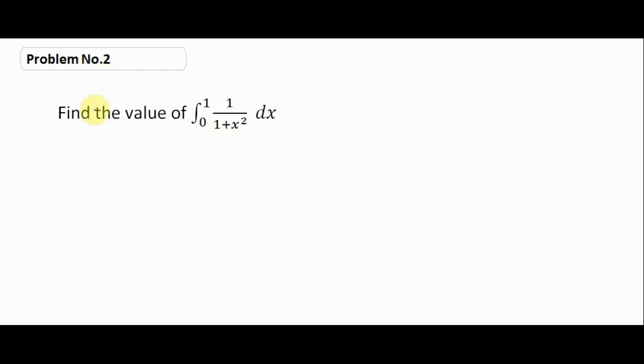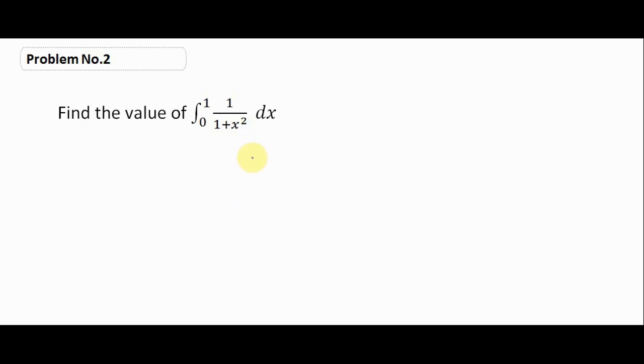Problem number 2, find the value of integral 0 to 1 of 1 by 1 plus x square dx. So we are asked to calculate the value of the definite integral 0 to 1 of 1 by 1 plus x square dx. So you may try this by yourself. Please pause the video and try to solve this.